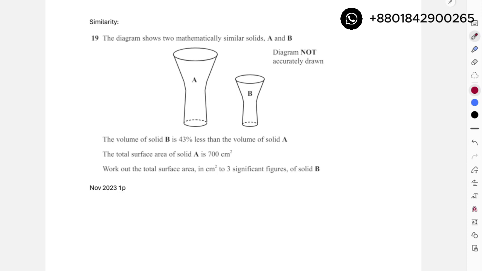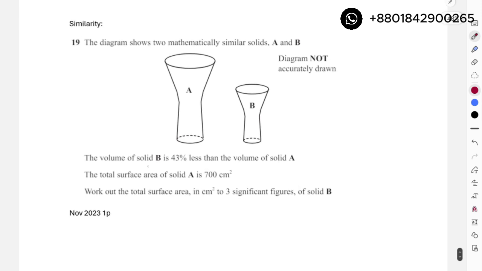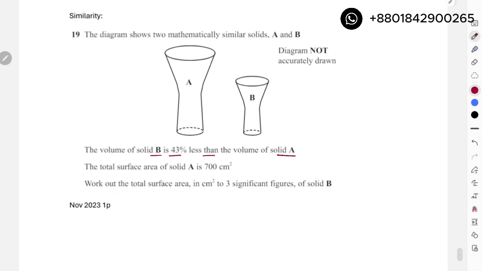Now these kinds of cases are very common in your IGCSE Maths paper 1. Over here they have given you that volume B is 43% less than volume A. That means if A is x, then B will be 43% less, right? So 43% means 0.43, so it will be 1 minus 0.43, which will be just 0.57x or something.